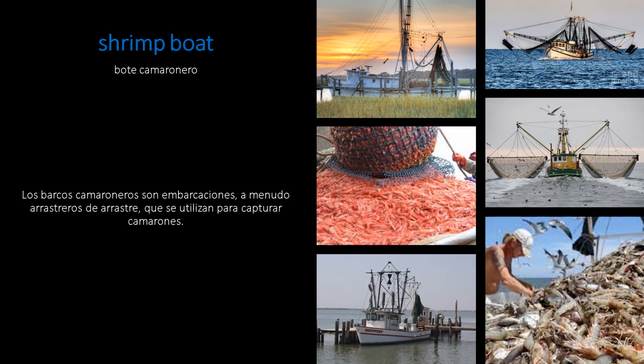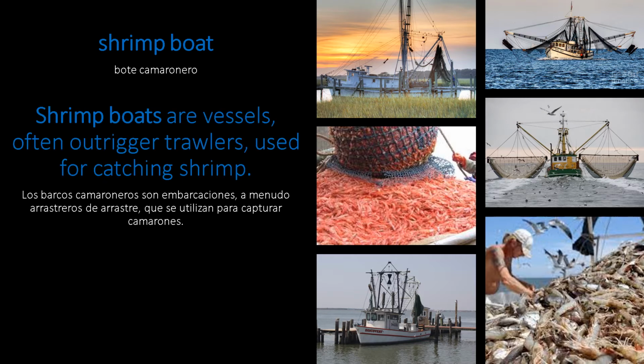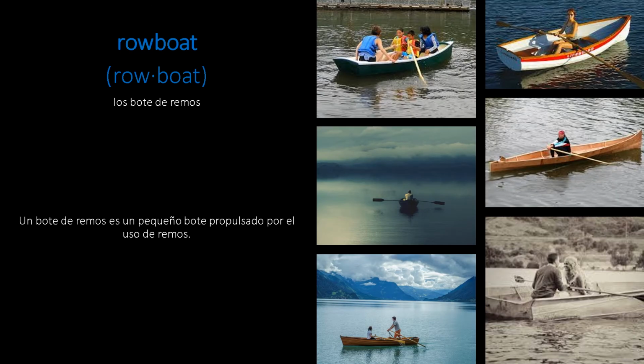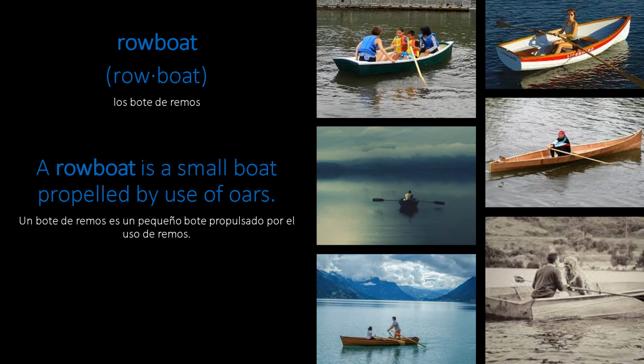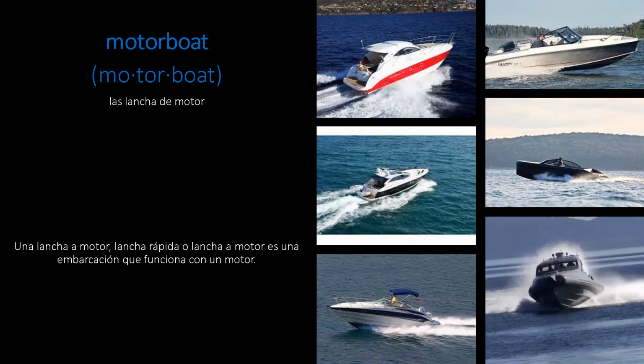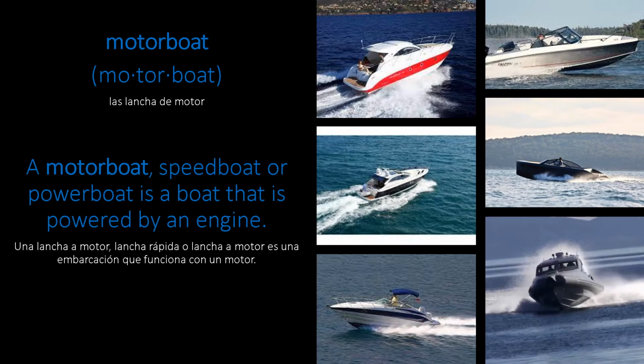Shrimp boat. Shrimp boats are vessels, often outrigger trawlers, used for catching shrimp. Rowboat. A rowboat is a small boat propelled by use of oars. Motorboat. A motorboat, speedboat, or powerboat is a boat that is powered by an engine.